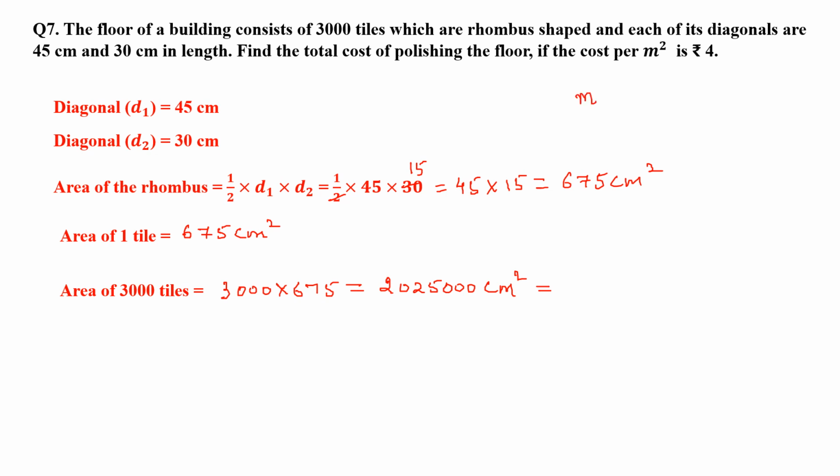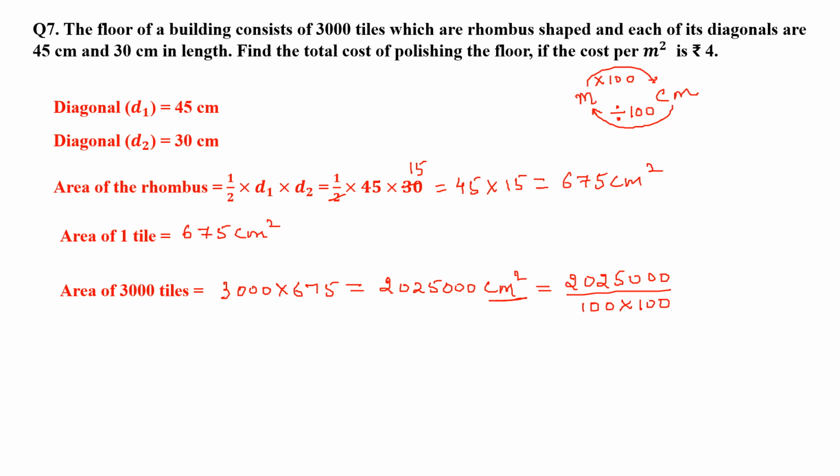So if you have to convert meter to centimeter, bigger unit to smaller unit, you have to multiply by 100. But if you have to convert smaller unit to bigger unit, you have to divide by 100. But here it is given centimeter square. It means you have to divide it by 100 two times because it is centimeter square. So it means you have to divide it by 100 into 100.